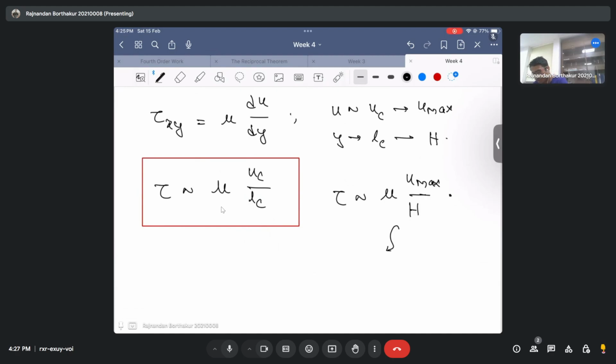However, I agree that the general form would just be the same. For instance, stresses would always scale as mu times uc by lc, because that comes from the very definition of stresses in, at least, Newtonian fluids. But let's say I have a different scenario, then the choices of this uc and lc can be different. So it will not always be the case that this will be h and this will be u max, is something that I want to say here. Okay, so this is the scale for stresses.